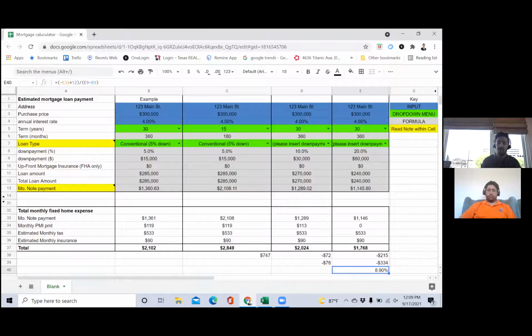put more of a down payment. It reduces your overall mortgage payment by $334 a month, which could be a car payment really if you think about it. But you might also be able to pay cash for that house with the difference in down payment. So it just kind of depends. It's more of a taste.